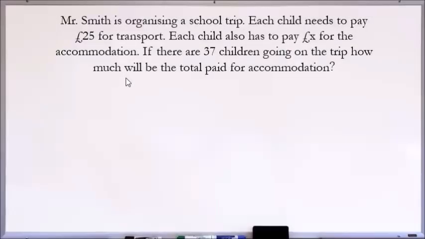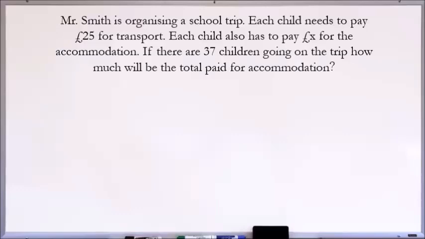Here the question says, Mr. Smith is organizing a school trip. Each child needs to pay £25 for transport. Each child also has to pay X pounds for accommodation. If there were 37 children going on the trip, how much will be the total paid for accommodation?